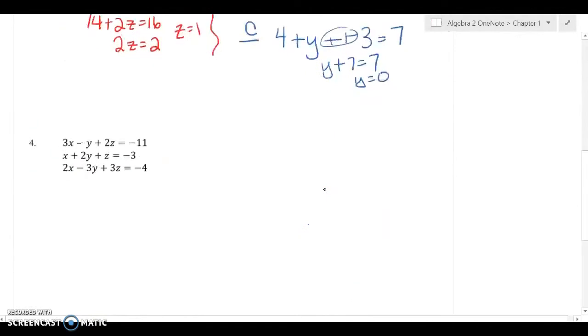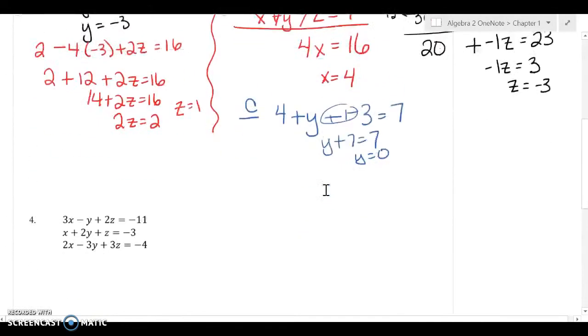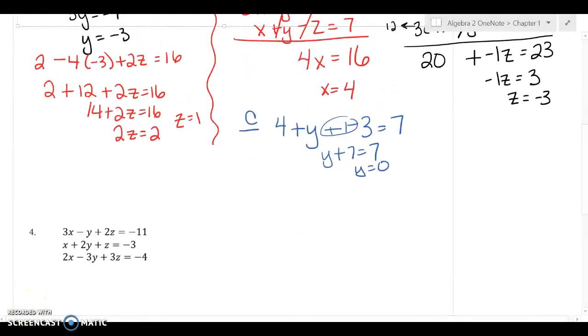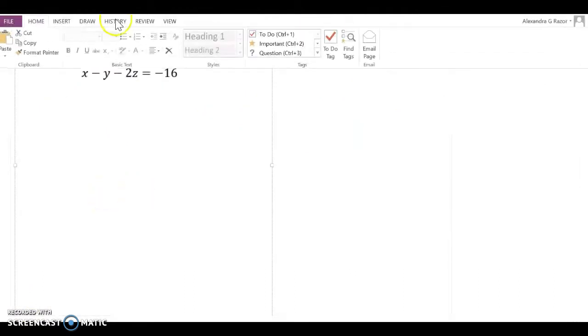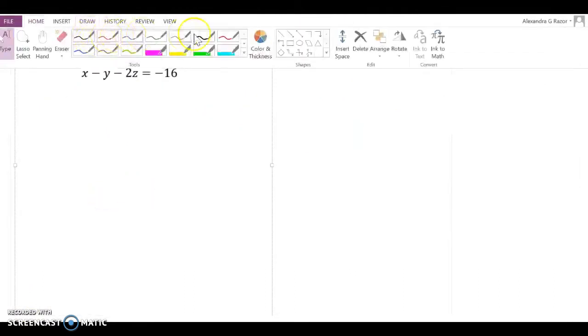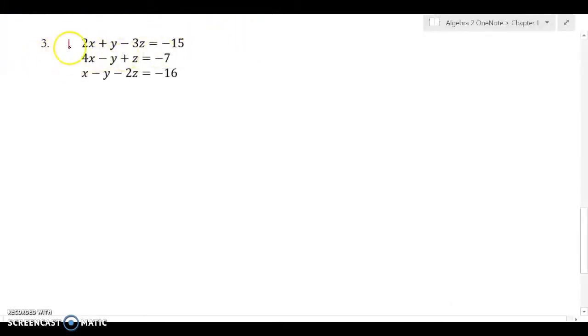It says number 4. Not sure where number 3 went. Let me go back and get number 3. Okay, so I found number 3. So what we need to do is, again, it's very helpful if you label them A, B, and C. And so I'm going to go ahead and start off by combining A and B, okay?